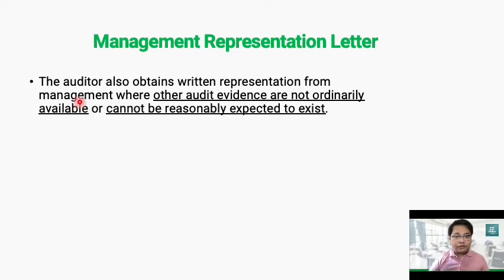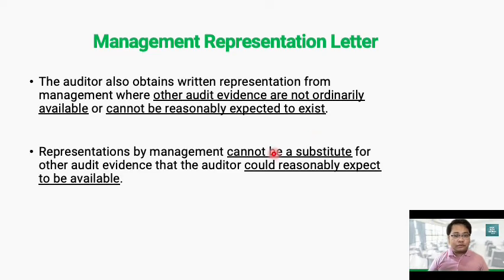Now, take note that we obtain written representation from management where other audit evidence is not ordinarily available or cannot be expected to exist. Meaning to say, the management representation letter cannot be a substitute for other audit evidence that we could reasonably expect to exist.